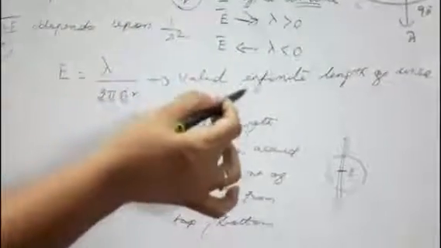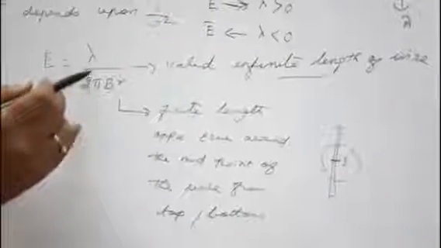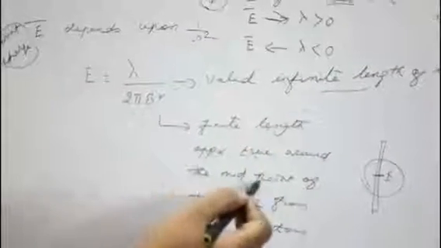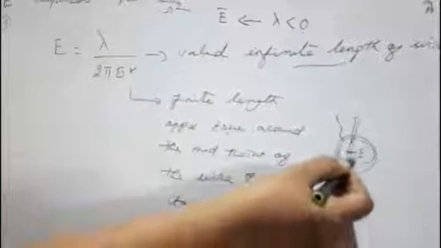This formula is valid for infinite length of wire. Suppose the length is finite, the formula is approximately true around the middle point of the wire, away from the top or from the bottom. Suppose if you take this is a wire, if it is finite, we have to take the E value at the midpoint.